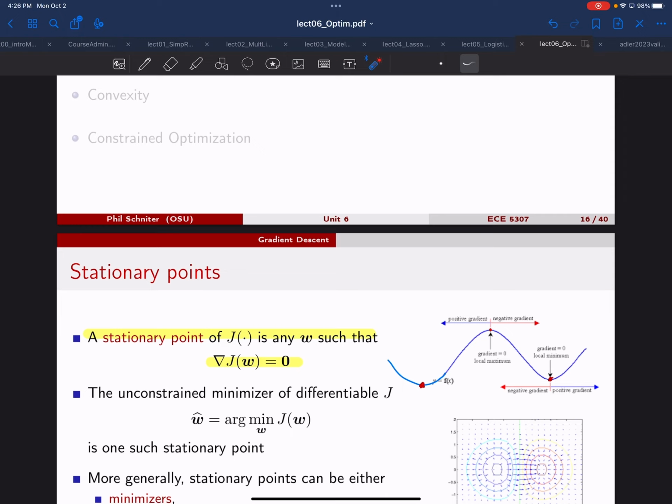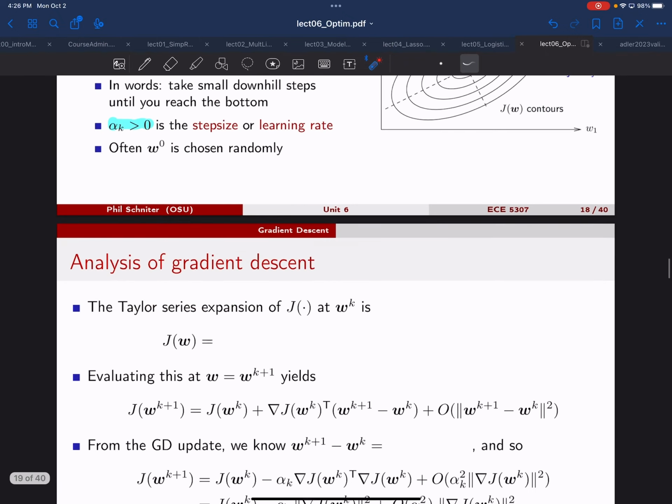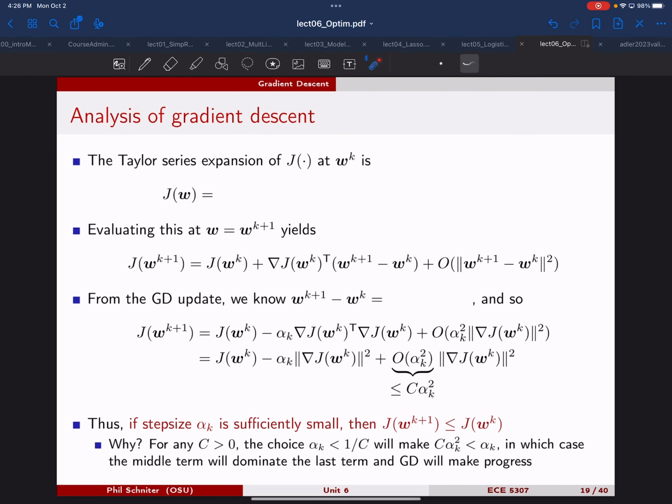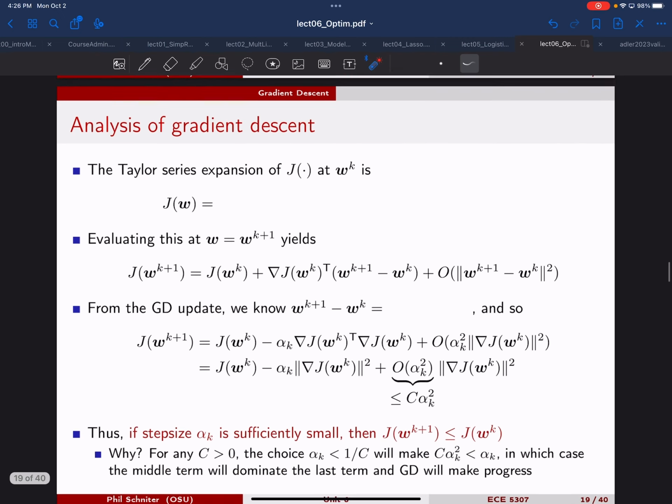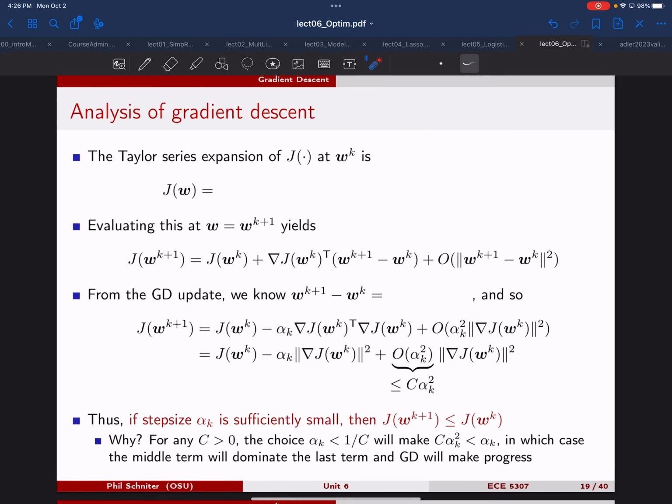Okay, great questions. Any other questions? Okay, so let's try to prove to ourselves that this actually works, because it seems like it works, but how do we actually prove this? What we can do is use some of the tools that we've developed until now. We're going to start with the Taylor series expansion of our function around the old point in our gradient descent update, W_k.